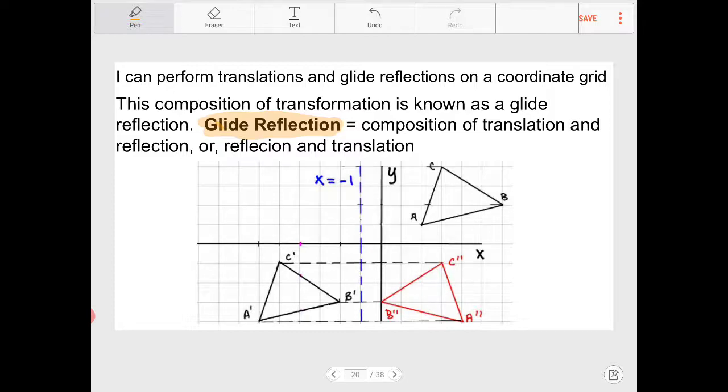It is referred to as a glide reflection because what you're doing is you're not only reflecting, but you are moving the object either horizontally or vertically. So that's why it appears to be a gliding. There's the gliding motion here, right? So you're gliding and then you're reflecting.